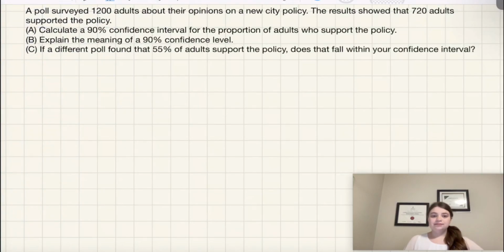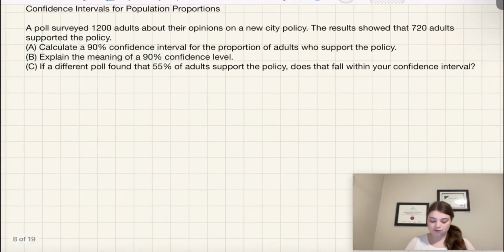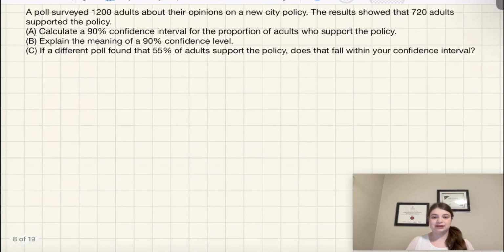Welcome back, everyone. Today, we're going to be going over this free response example for the preparation for the AP Statistics exam. Specifically, this one is going to be about confidence intervals for population proportions.